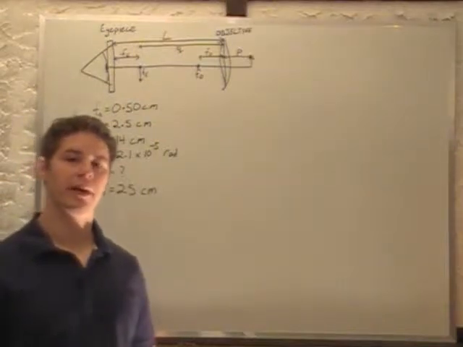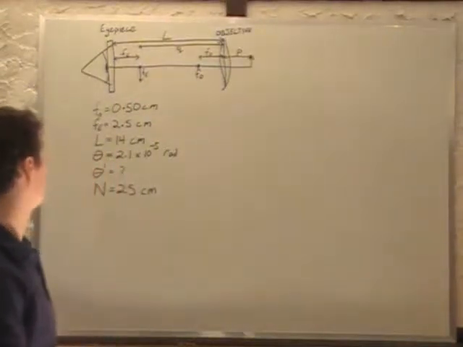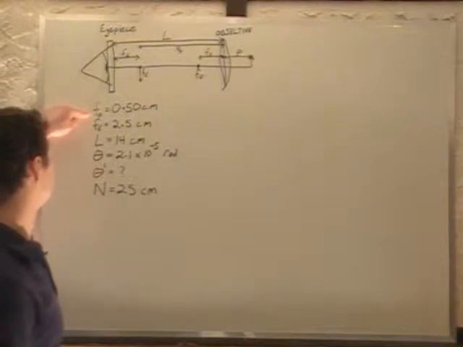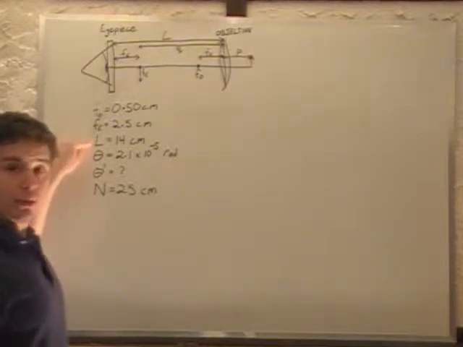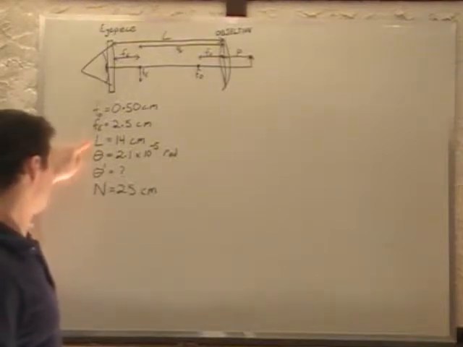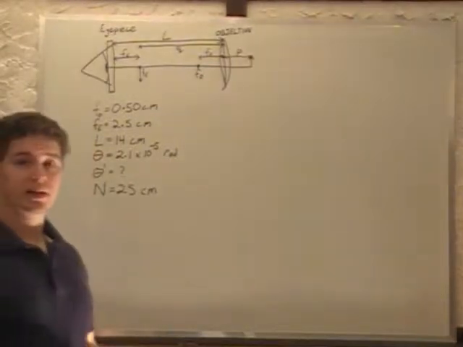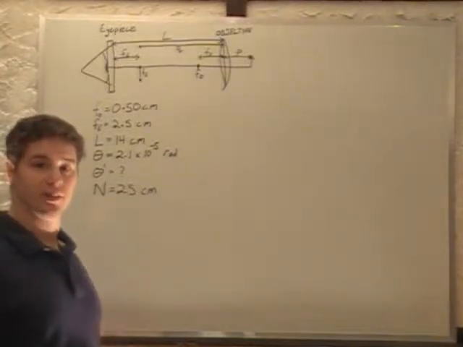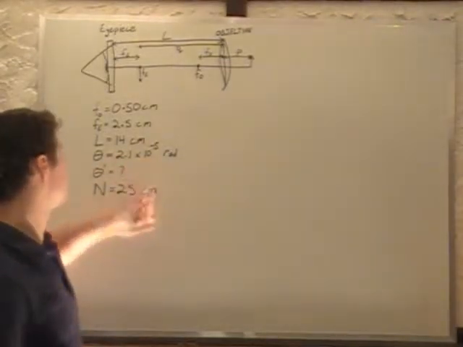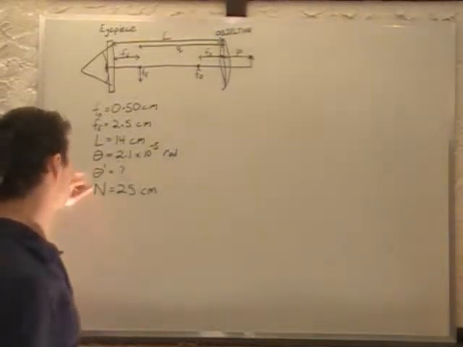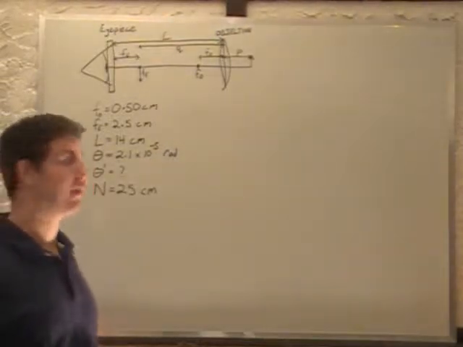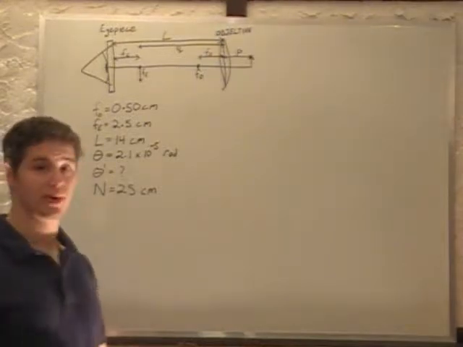In this problem we have a microscope, and we're told that the focal length of the objective is 0.5 centimeters, the focal length of the eyepiece is 2.5 centimeters, the length between the two lenses is 14 centimeters, and if you're looking at a speck of dust just with your naked eye, it subtends an angle of 2.1 times 10 to the minus 5 radians, and we want to find the angle subtended if we look at it through the microscope, given that the normal near point of your eye is 25 centimeters.